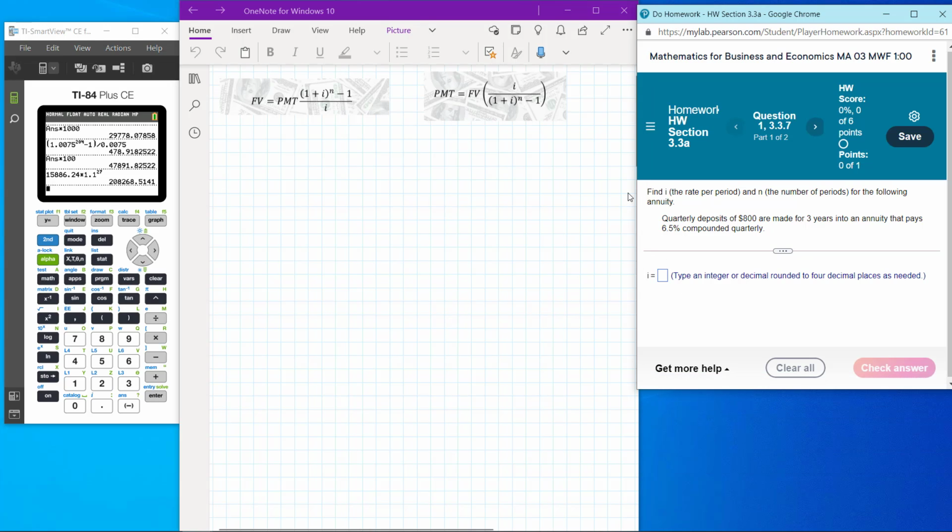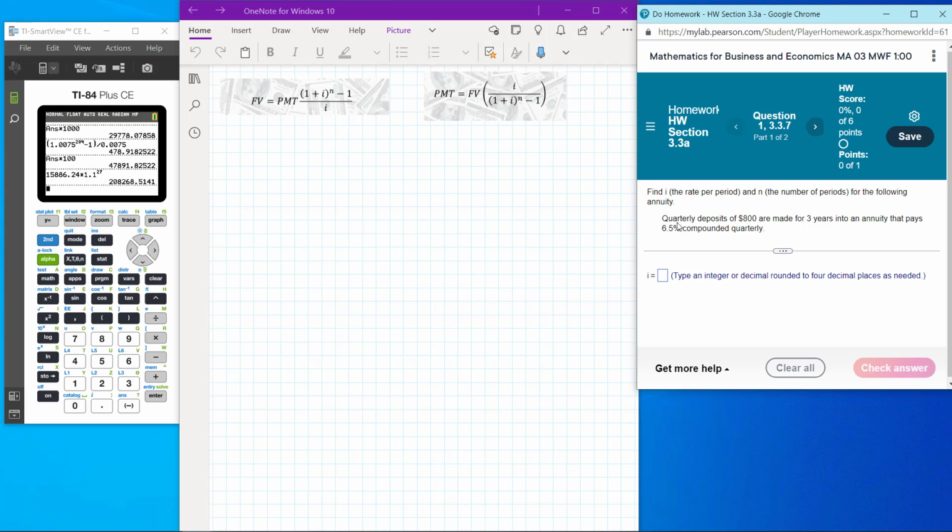Here I want to find I, the rate per payment period, and N, the number of payment periods for the following annuity. I am making quarterly deposits. In other words, one deposit every 3 months, or 4 deposits per year, are going to be made for 3 years into an annuity that pays 6.5% compounded quarterly.